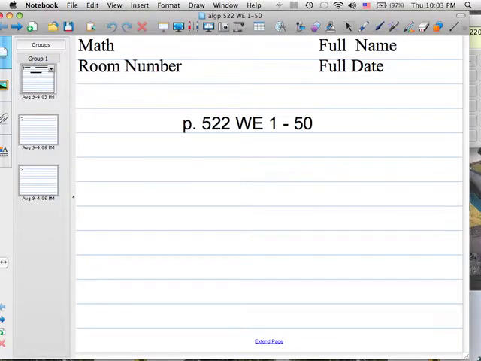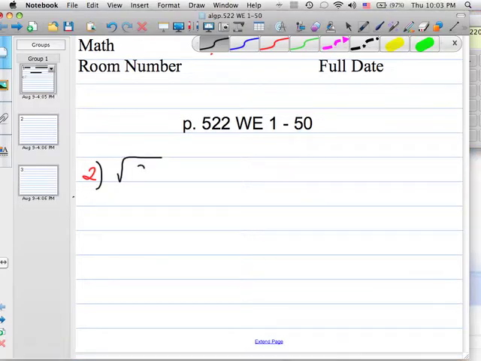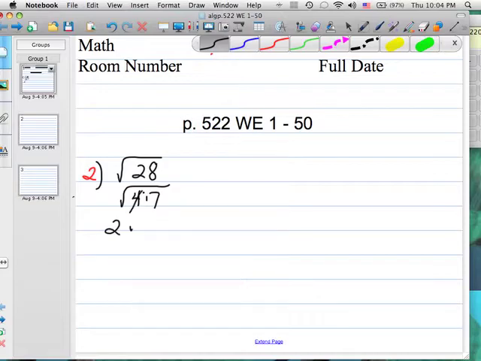We're on page 522, and it's 1 through 50. So problem number 2. The directions are to simplify. We have the square root of 28. And the largest perfect square in 28 would be 4 times 7. The square root of 4 is 2. And we have radical 7 left.